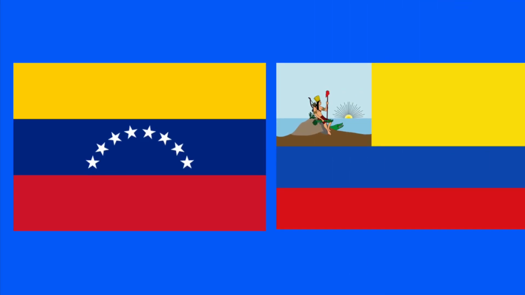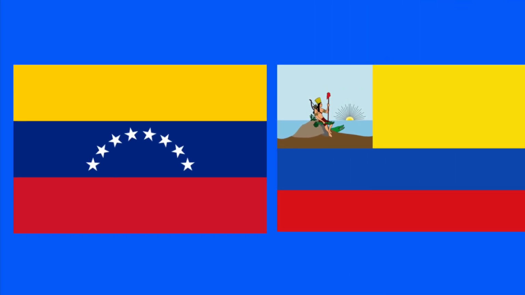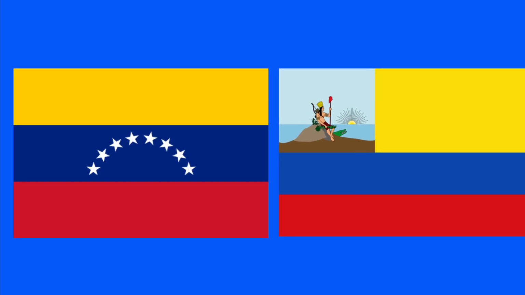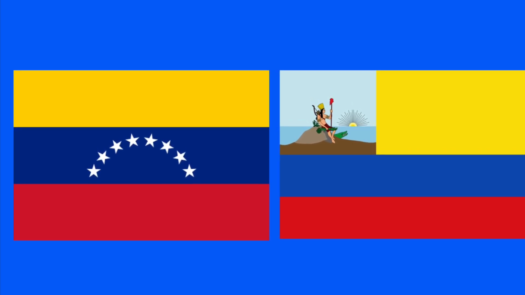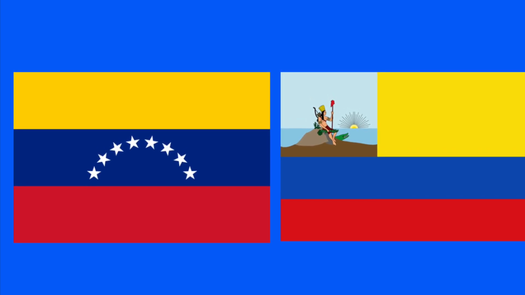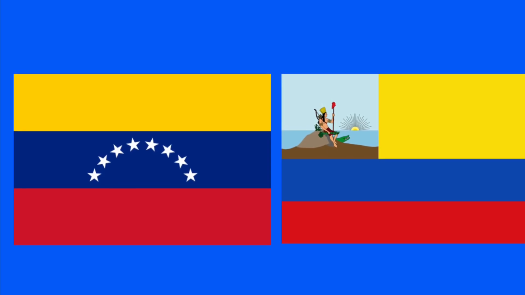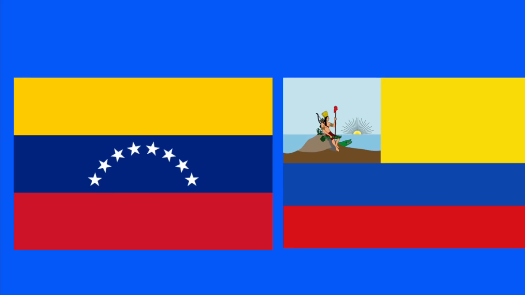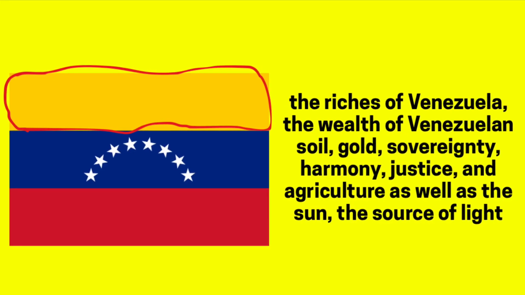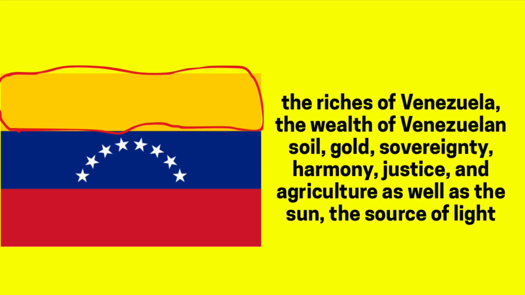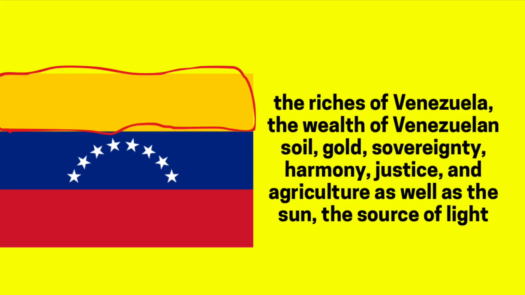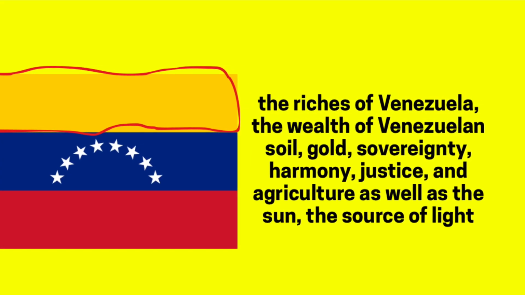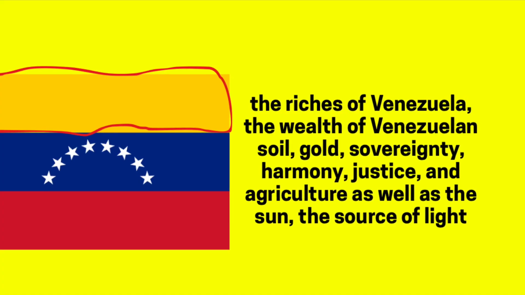Venezuela. The flag of Venezuela is a horizontal tricolor of yellow, blue, and red, dating to the original flag introduced in 1811 in the Venezuelan War of Independence. The flag also includes an arc of 8 white 5-pointed stars centered on the blue band. The yellow represents the riches of Venezuela, the wealth of Venezuelan soil, gold, sovereignty, harmony, justice, and agriculture, as well as the sun, the source of light.